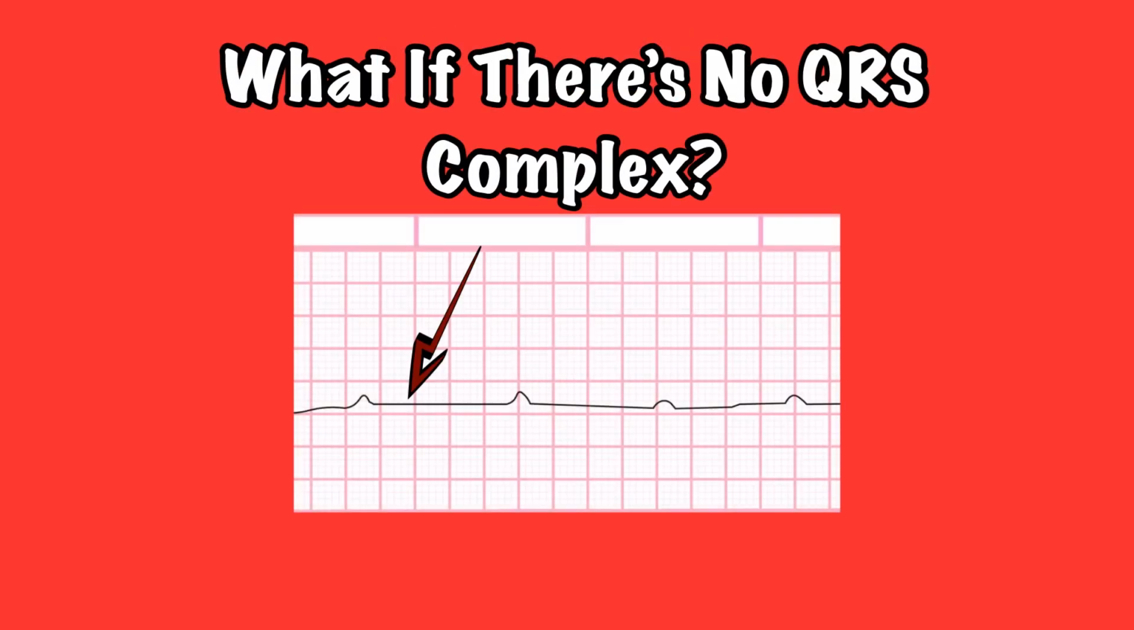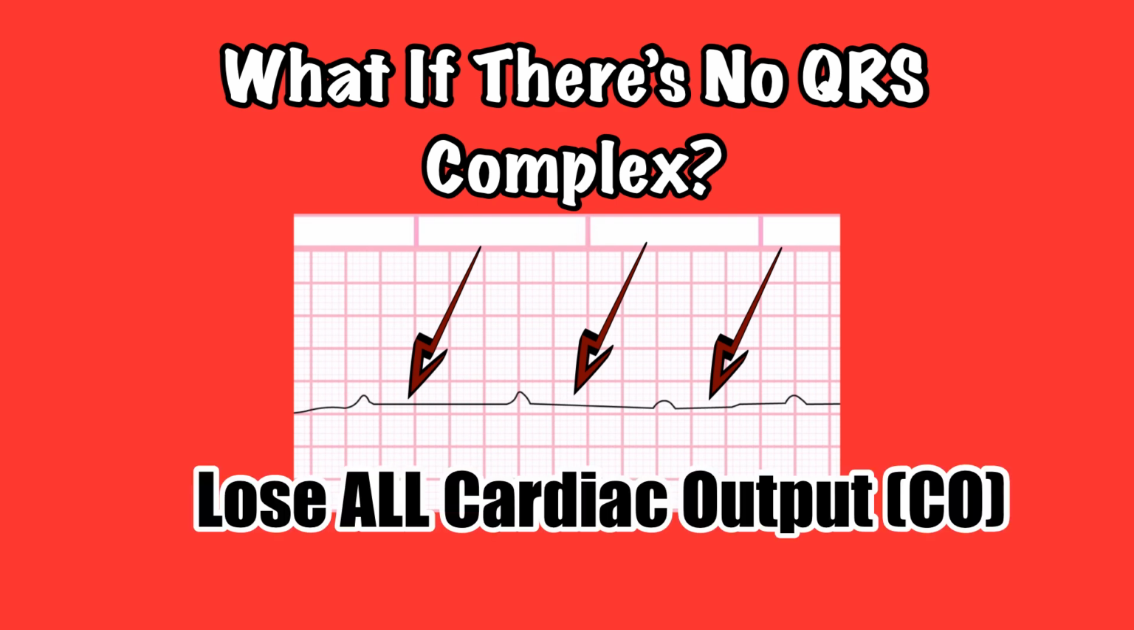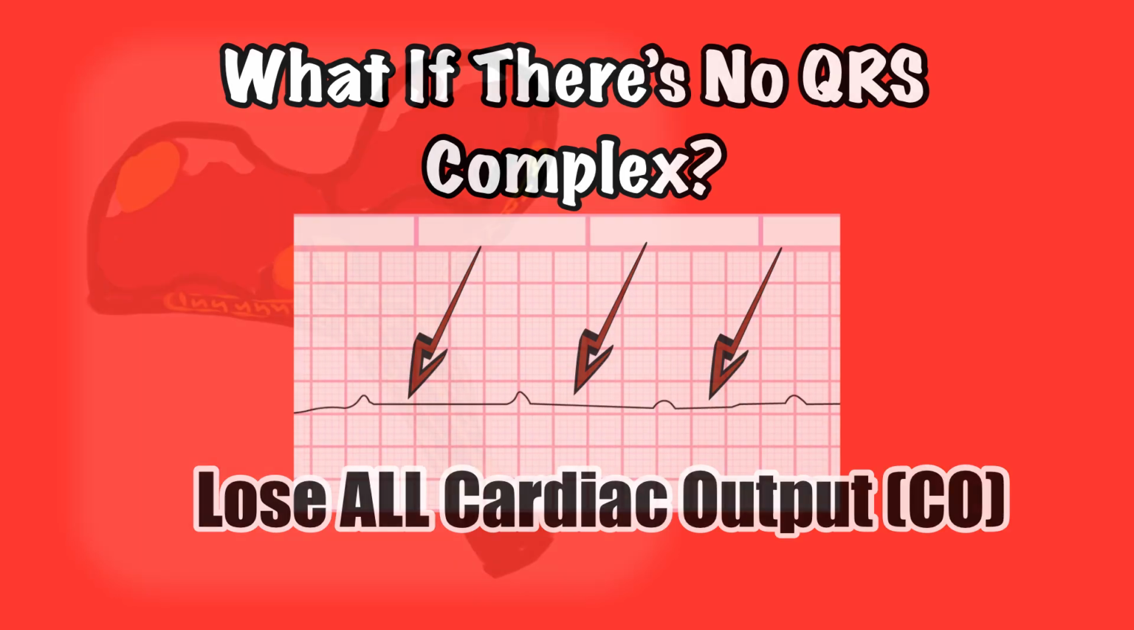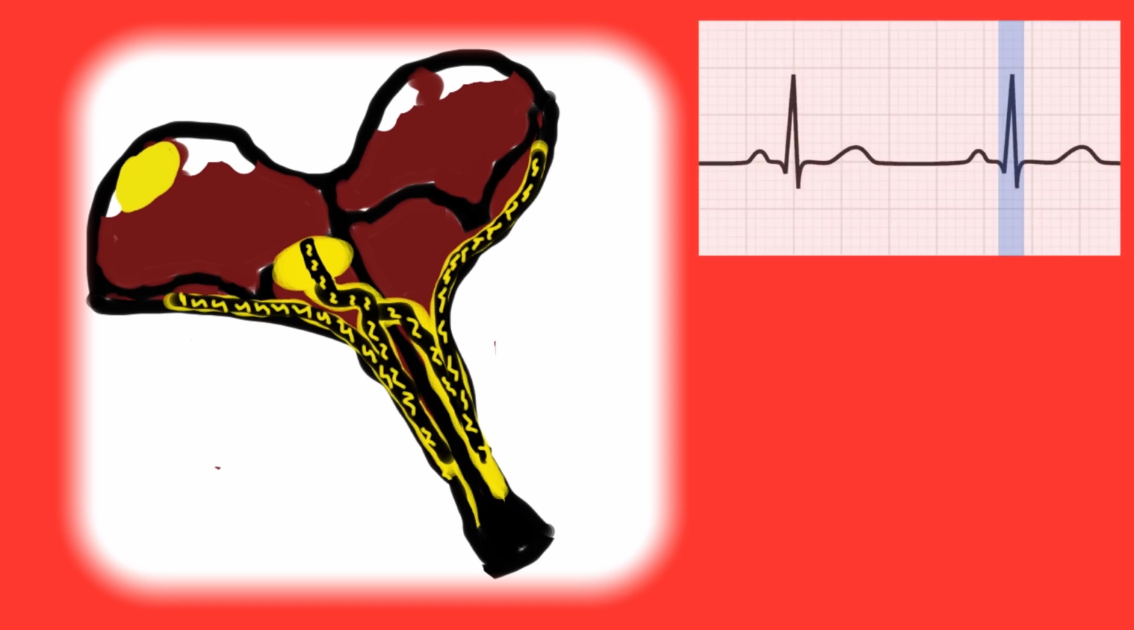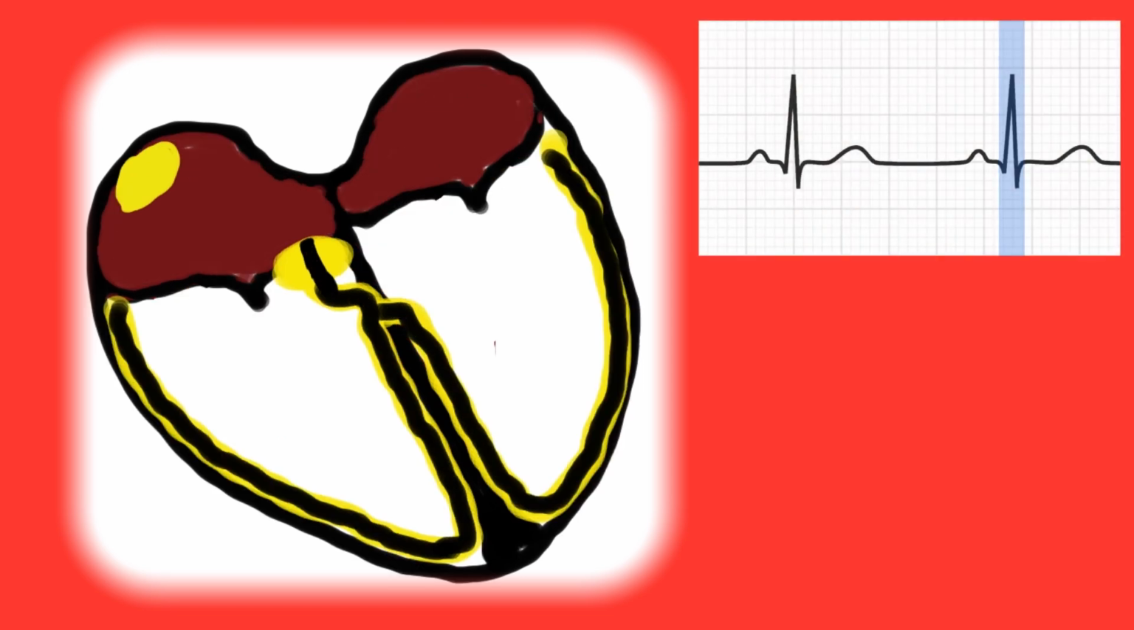What happens if we don't have a QRS complex? Missing a P wave, we lost 20 to 30% of our output, but missing a QRS? We lose 100% of our output. With no ventricular contraction, there is no cardiac output. But this beat has a QRS. So what happens next?